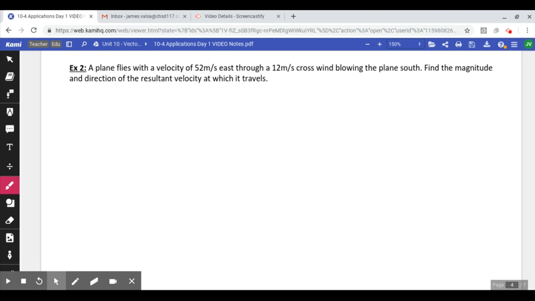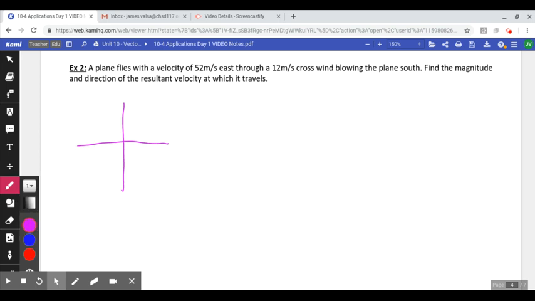In this example, we have a plane flying with a velocity of 52 meters per second east, and a 12 meter per second crosswind blowing the plane south. We're going to find the magnitude and direction of the resultant velocity at which it travels. So let's go ahead and use a quick coordinate plane here for this one.